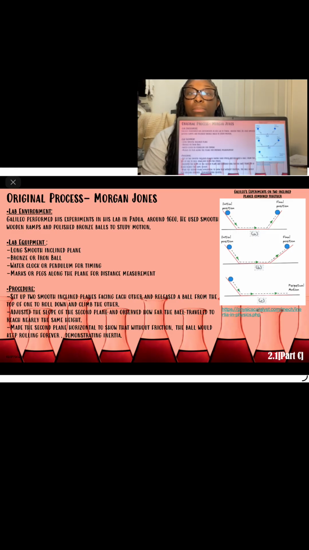He would have released the ball to roll down one ramp, and then that ball would climb the other ramp. By adjusting the slopes, he found that the ball reached almost the same height, proving that motion continues unless something like friction stops it. When the second ramp was flat, the ball would keep rolling, showing inertia in action.